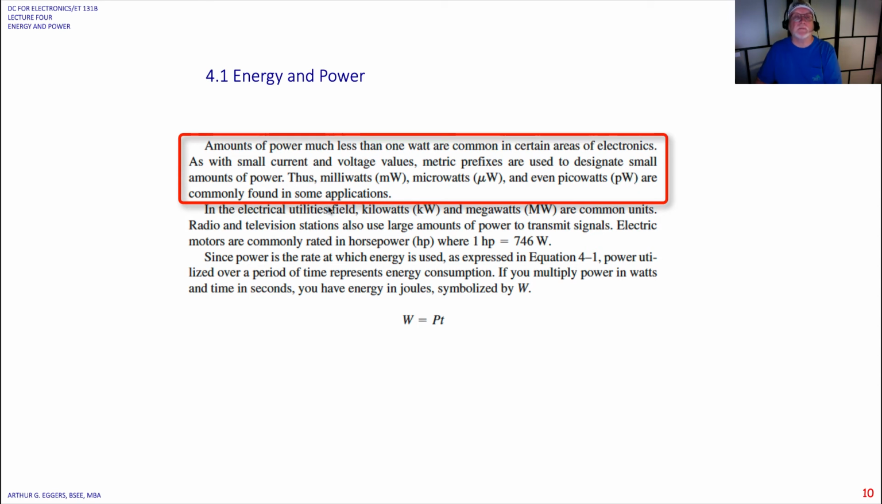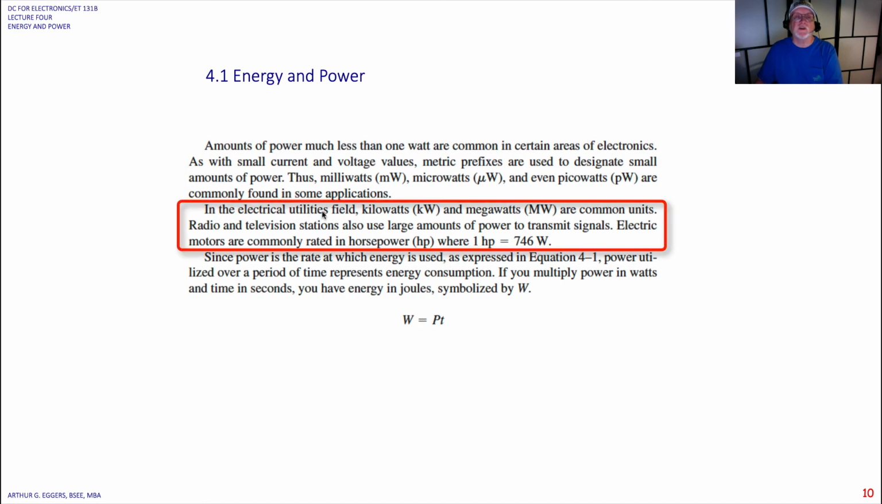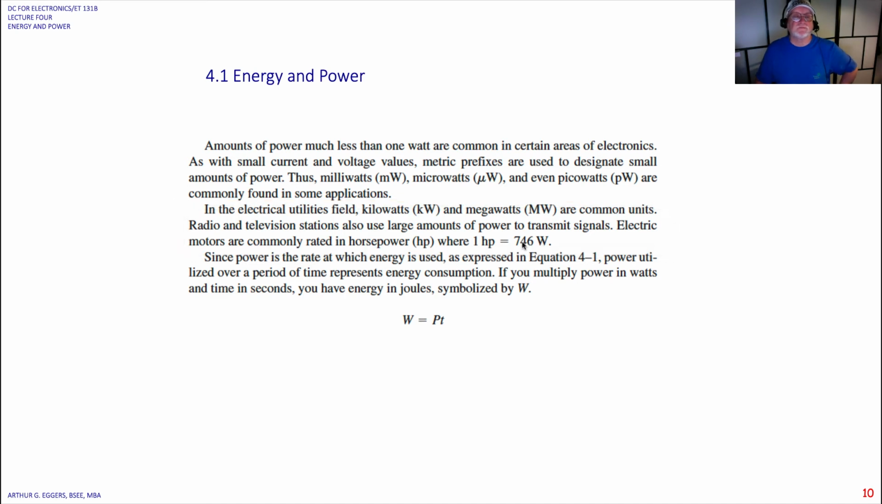found in some applications. In the electrical utilities field, though, kilowatts, thousands of watts, and megawatts, millions of watts, are common units. Radio and television stations also use large amounts of power to transmit signals. So this is your larger megawatt signals. Electric motors then are commonly rated in horsepower, where 1 horsepower is 746 watts. Okay, and that's something you'll need to learn for conversions.